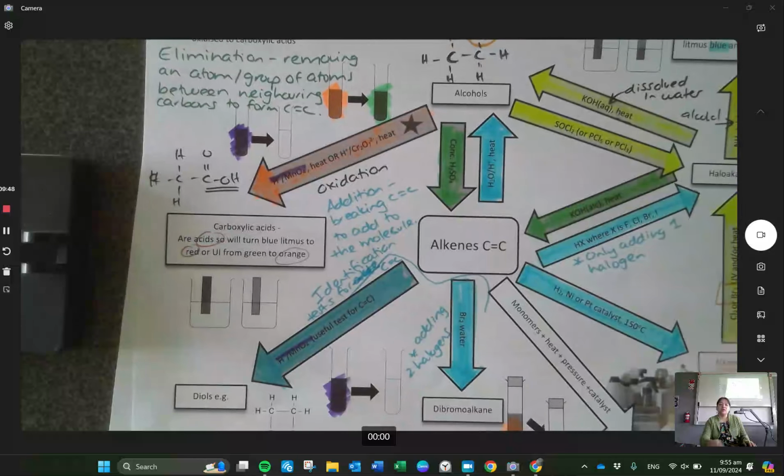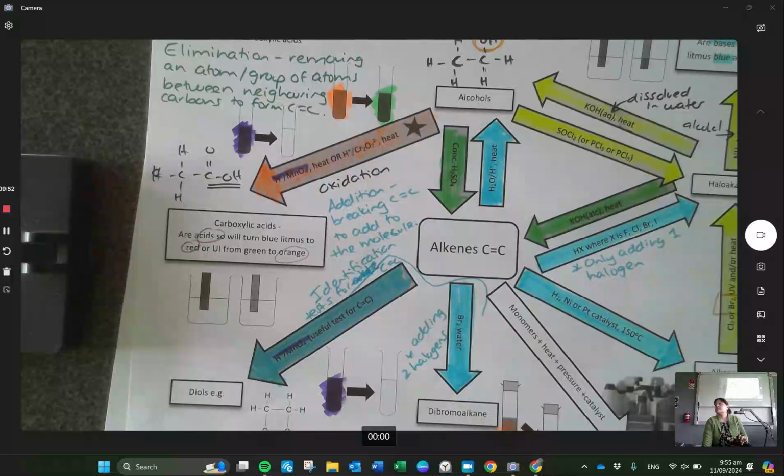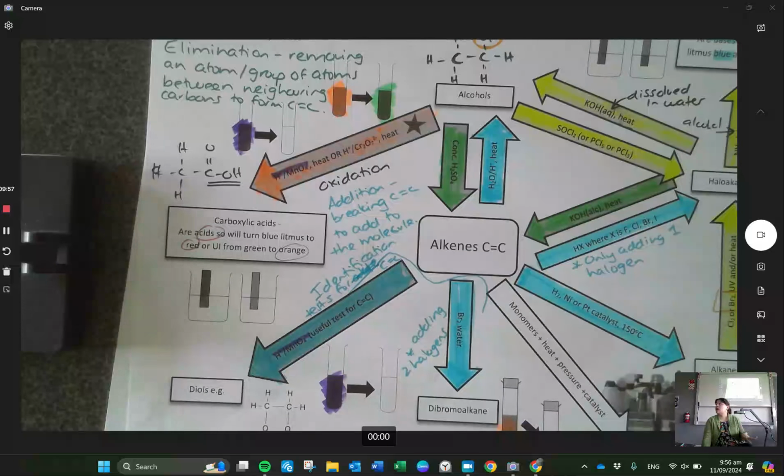It only works with the permanganate. It doesn't work with the dichromate. It's not a strong enough oxidant. So that's another way we can test for an alkene. And don't worry, I will do a whole lesson on identification tests. I'm just pointing it out so you can start getting used to it.